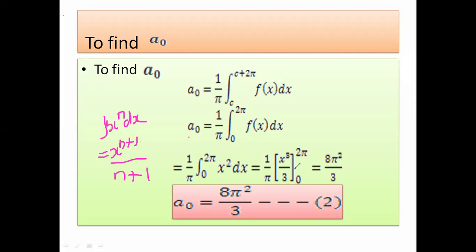First we apply the upper limit minus the lower limit. So 1 by pi, first apply the upper limit, which is 2 pi: 2 pi the whole cube by 3, minus 0 for the lower limit. What is 2 pi cube? It is 8 pi cube. One pi will get cancelled, and the remaining gives you this answer.